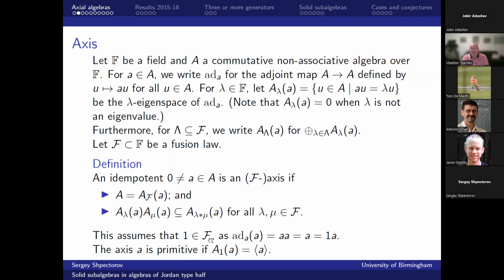Again, we always assume that 1 is in F, because a is an idempotent, and so the one eigenspace is non-trivial. And this means that 1 must be in the fusion law, because otherwise we cannot have property 1 satisfied. And we will essentially always assume that our axes are primitive, and primitivity is slightly different from, say, the theory of Jordan algebras. In our case, primitivity is simply the statement that the one eigenspace is one-dimensional, spanned by the axis itself.